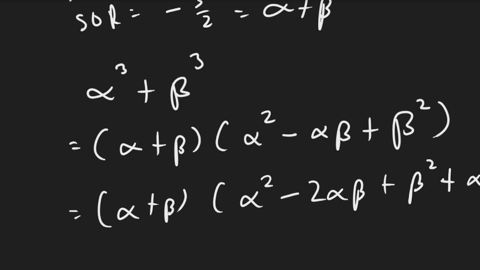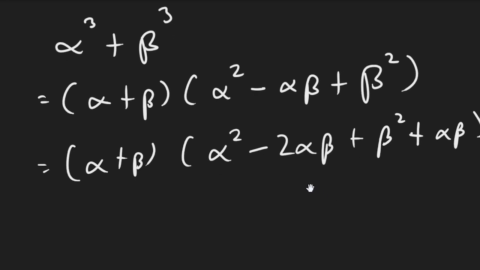What is this? Why do you want to add, and why do you want to minus another 2 alpha beta? You are making it a bit more complicated. Actually, no. We are not making it more complicated. We are making it more simple. Why?